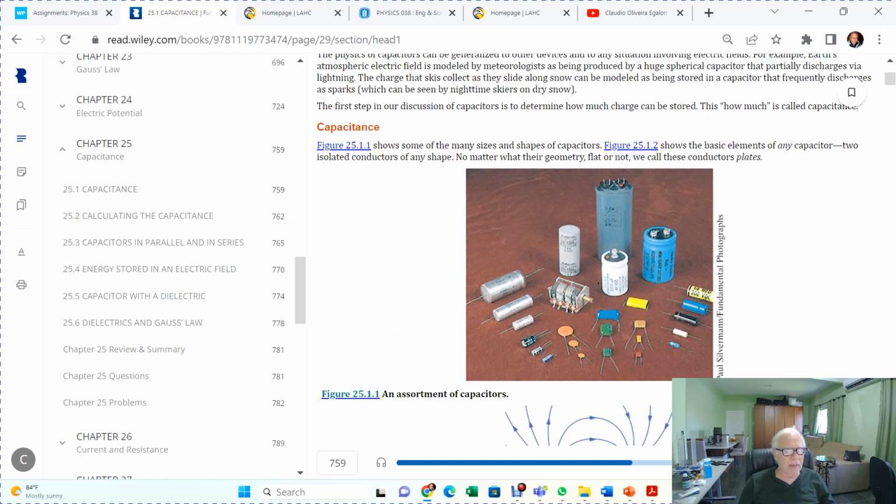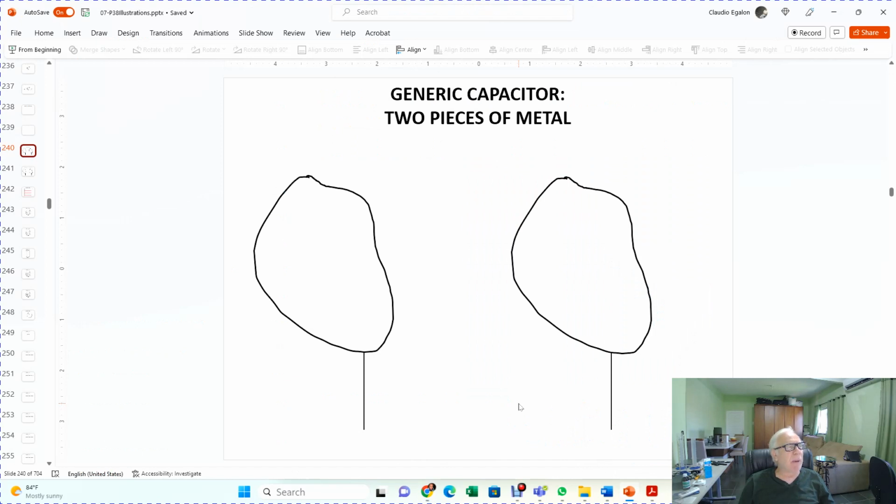So let's talk about what is a capacitor. There are all sorts of capacitors. I'm going to illustrate here how a generic capacitor looks. A generic capacitor is just two pieces of metal that are electrically insulated from each other. By electrically insulated, we must have a dielectric between them. They cannot be in electrical contact. Remember, it's not that they cannot be in physical contact. They cannot be in electric contact, either with each other or with another device.